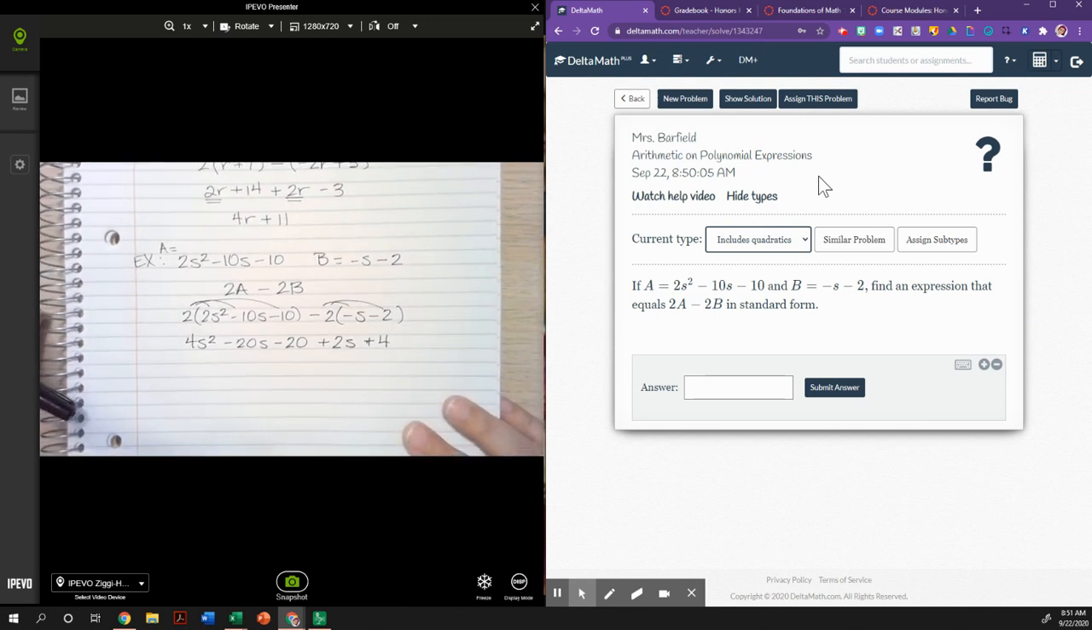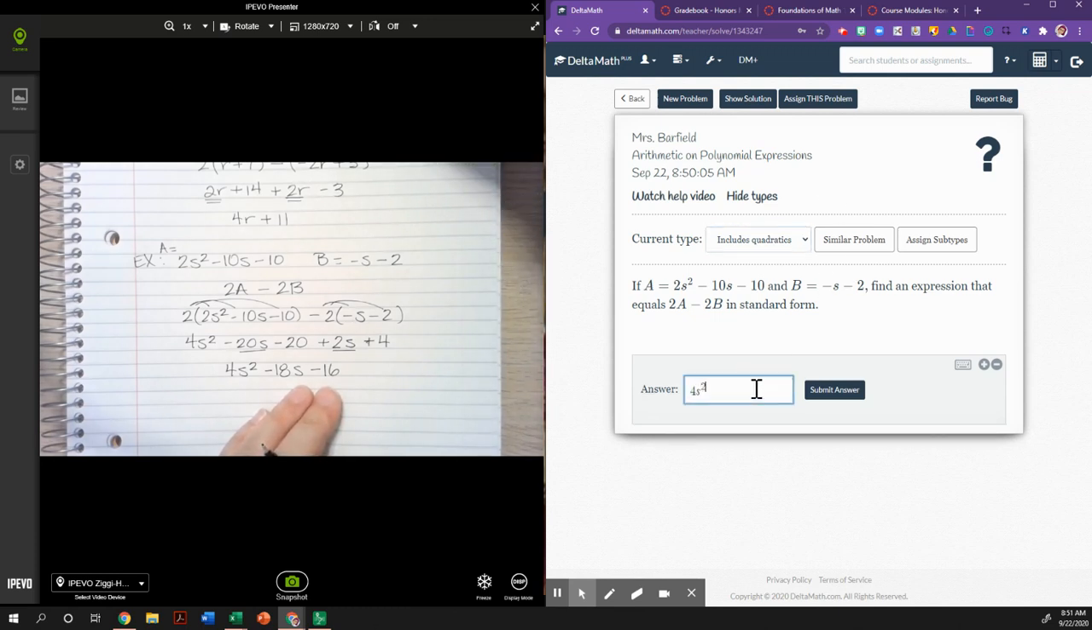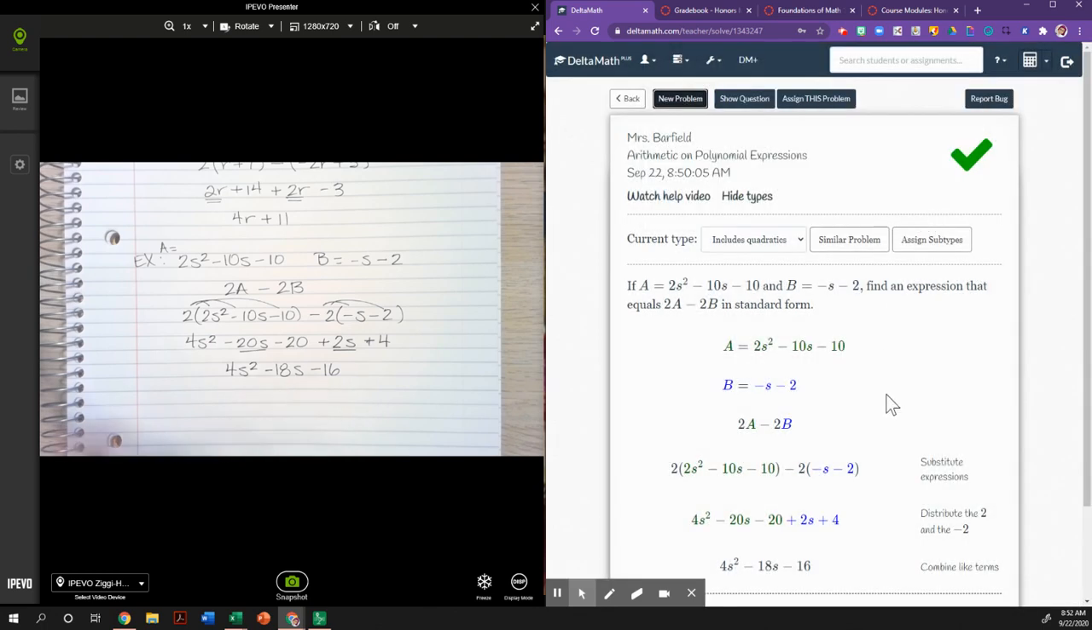All right. Combine like terms. I only have one s squared, so 4s squared. Then I have a negative 20s plus 2s, so negative 18s. And then I have a negative 20 plus 4, so I have a negative 16. Okay. So 4s squared minus 18s minus 16. Oh, I left off my s. Submit my answer. There we go.